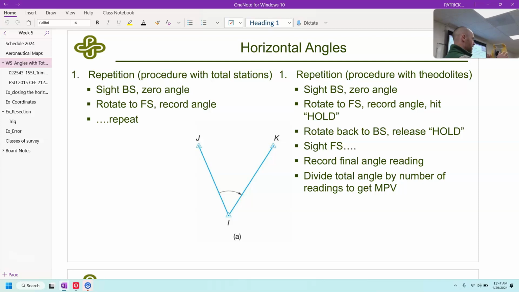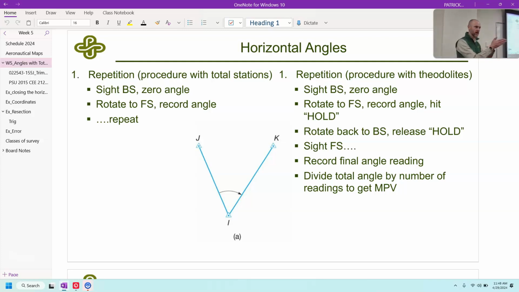And if I want to do it multiple times, I can just have direct face, hit zero, rotate, sight, measure, record the angle. Want to do a second time, direct face, zero, measure. Then with the reverse face, I would plunge it, go back, sight the back shot, zero the angle, then rotate my station, sight, measure, repeat. So that's kind of the repetition method, relatively straightforward.